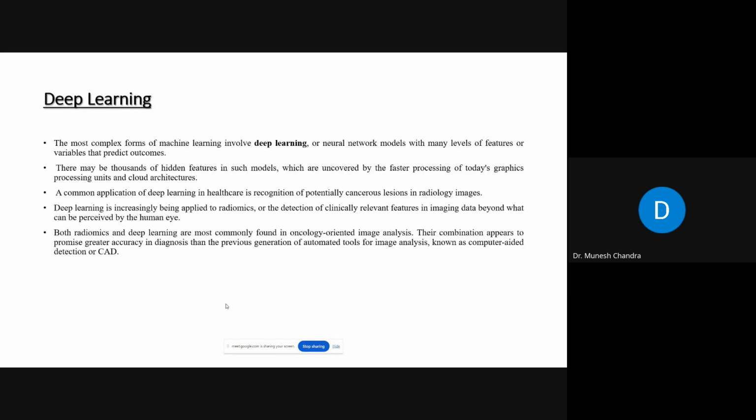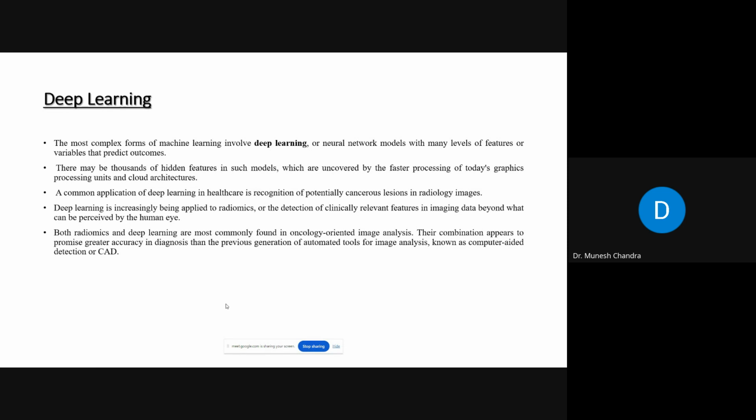Another term related to this is deep learning. When we have a small amount of data, we can use machine learning. If we have a large amount of data, sometimes machine learning algorithms do not work properly. In that case, we use the concept of deep learning. Deep learning is a subset of machine learning, but it is used for large amounts of data. The most complex form of machine learning here is the deep learning neural network models, applied when we have a large amount of data.